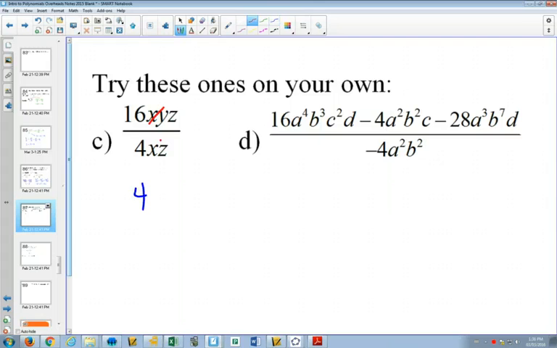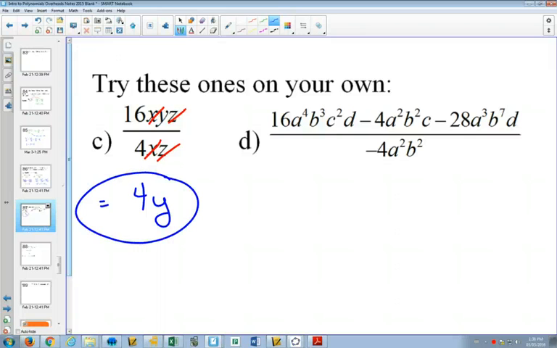For the first one, 16 divided by 4 is 4. Your x's will cancel out, the z's will simplify away, and you'll be left with just 4y.